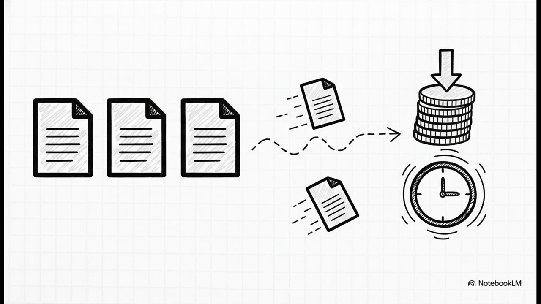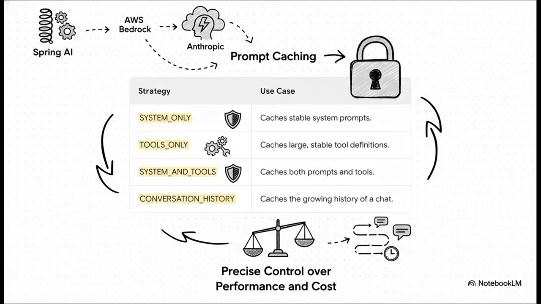All right, let's talk about efficiency and cost. Imagine you have a really big system prompt or a complex set of tool definitions that you have to send with every single request. That is a ton of repeated tokens. And as we've already learned, that costs you money and it adds latency. Spring AI, especially when you're using providers like Anthropic on AWS Bedrock, has this beautiful solution, prompt caching, and it gives you really fine-grained control. You can choose to cache just the system prompt, or just your tool definitions, or even the entire conversation history. It lets you dial in that perfect balance between performance and cost.